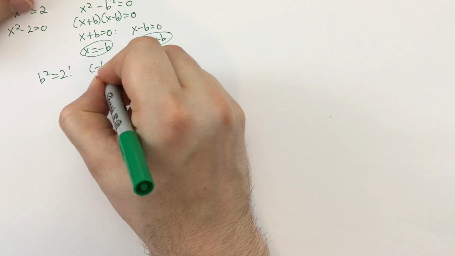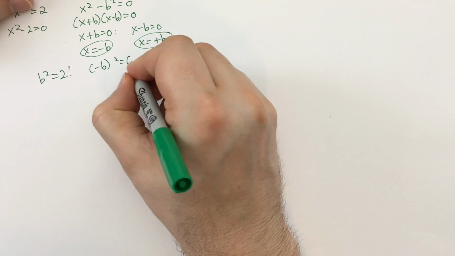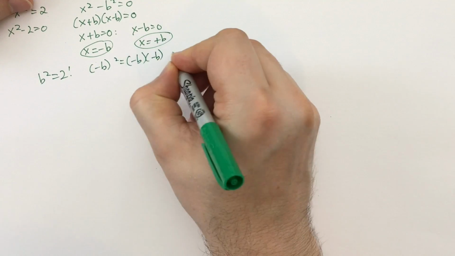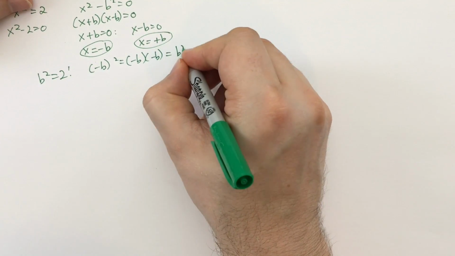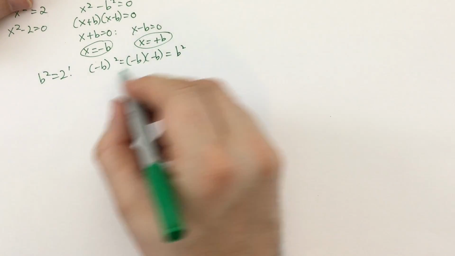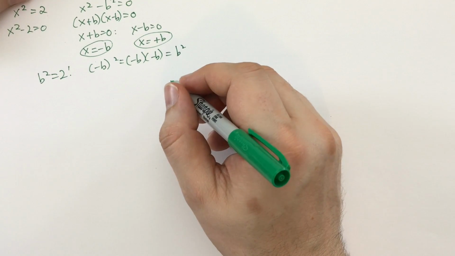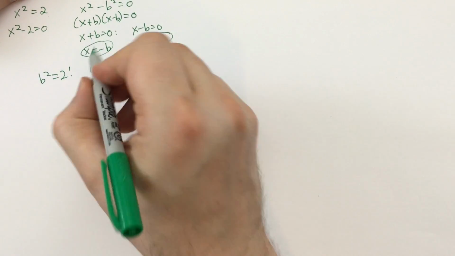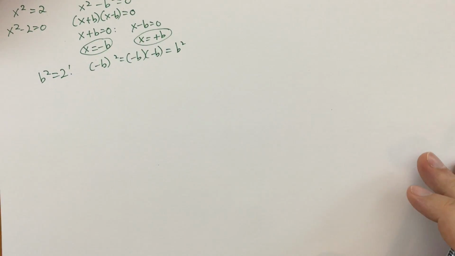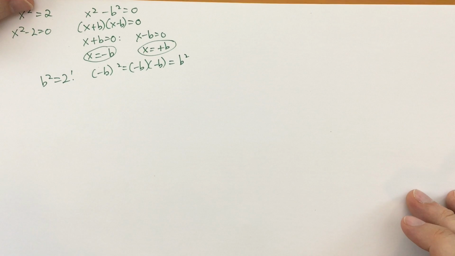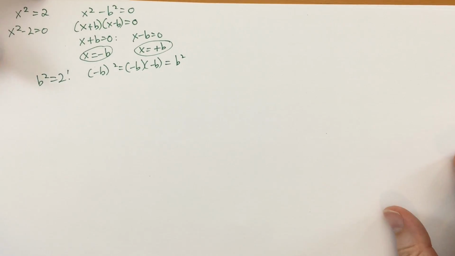We have minus b squared, which is just minus b times minus b, which is b squared. And we also have b squared is equal to b squared, obviously. So thus we have proved our assertion. There are two numbers, and they're exactly the opposite of each other. Okay. All right, hopefully you were able to see that whole proof.